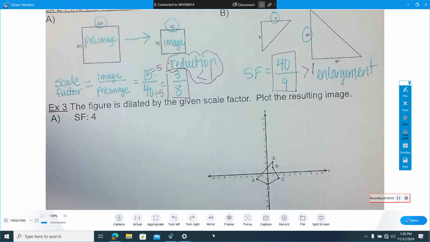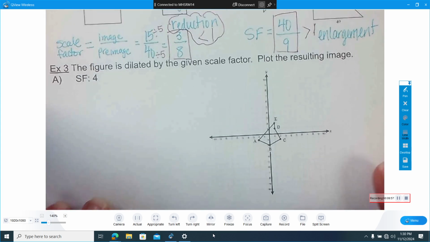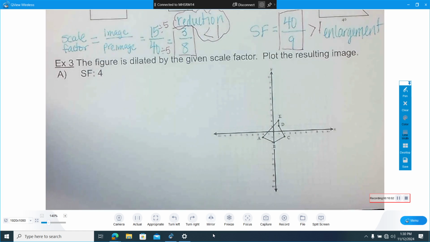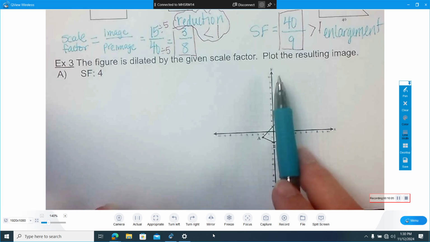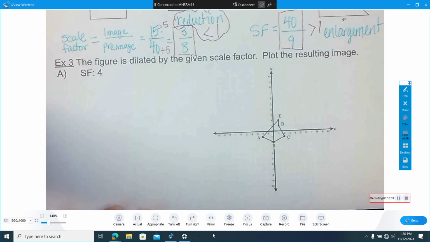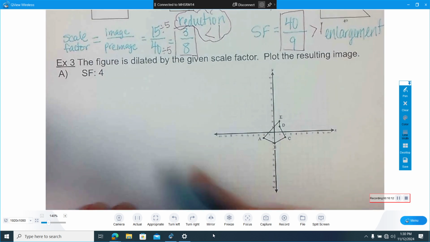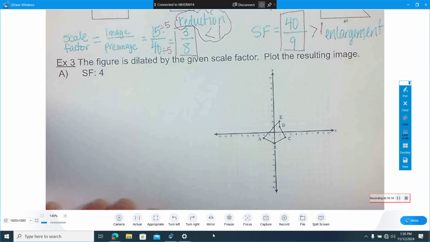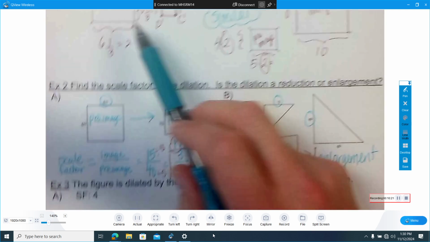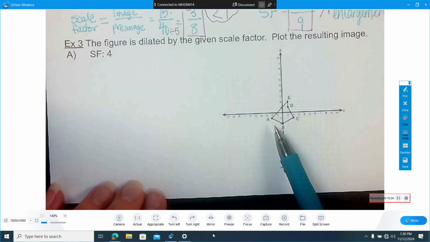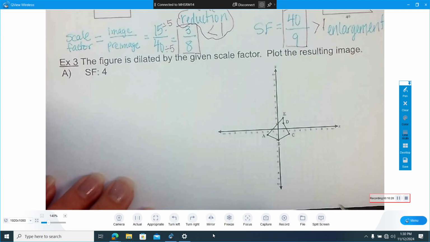Example 3. The figure is dilated by the given scale factor. Plot the resulting image. What does SF stand for? Scale factor. Nice. Now, so we have a scale factor. That's very easy. All we have to do is multiply by a scale factor. But I don't just have a figure with side lengths. Instead, we're actually on a coordinate grid, so we have coordinates.